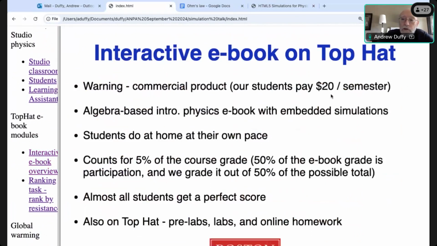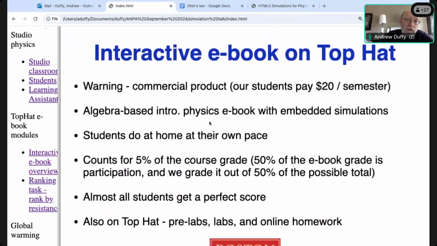So our students pay $20 extra per semester, but that's the only fee they have. So if they've already bought Top Hat, which many of them have, then the only thing they have to buy for our course is $20 for this ebook. They don't buy a physical book. There's nothing else that they have to buy for the course.